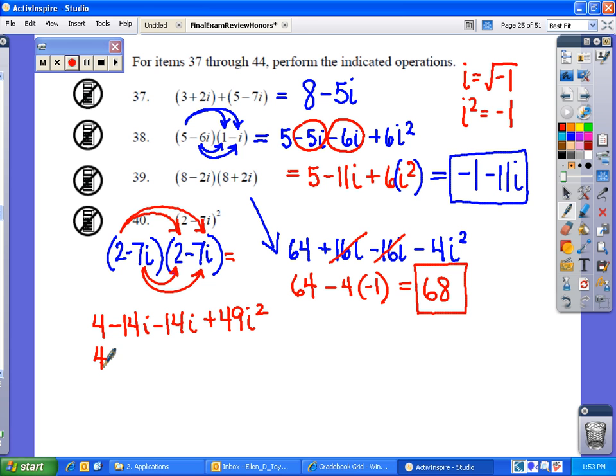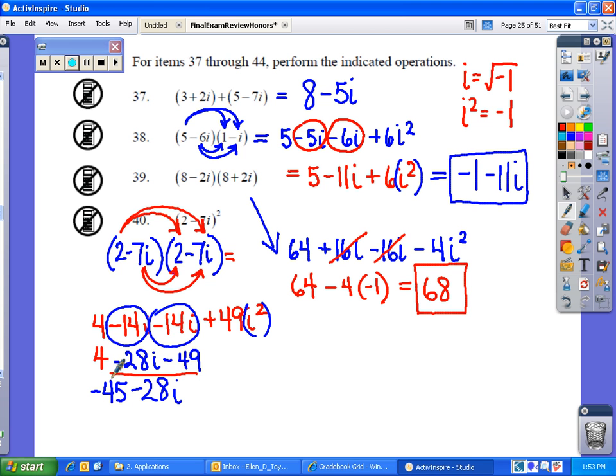Let's combine the two like terms in the middle to get negative 28i. And then the last term would be 49 times negative 1, which is negative 49. We have two constant terms that we need to combine, and we get negative 45 minus 28i. The final answer for number 40 is negative 45 minus 28i.